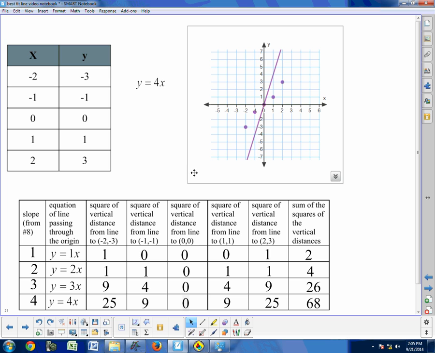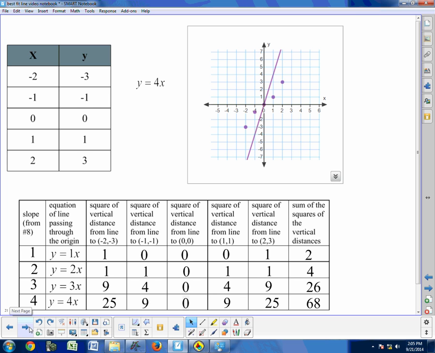Now, if we have a line that is off our graph, we simply have to calculate what the y value on the line would be. So when the x-coordinate is -2, the y value on the line would be -8. The distance from -8 to 3 is 5, and 5 squared is 25. And then we would add 3 squared, 5 squared, and get 68 for our total.